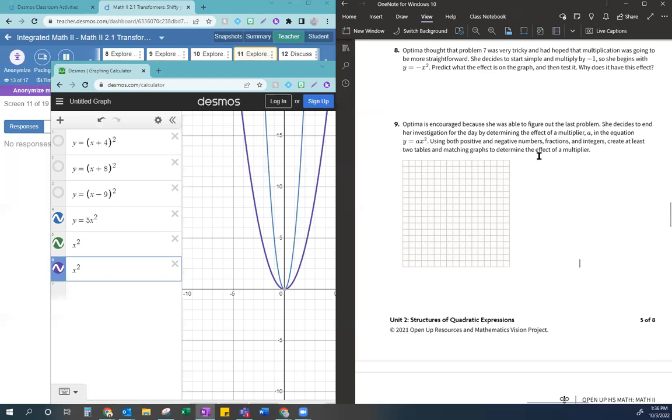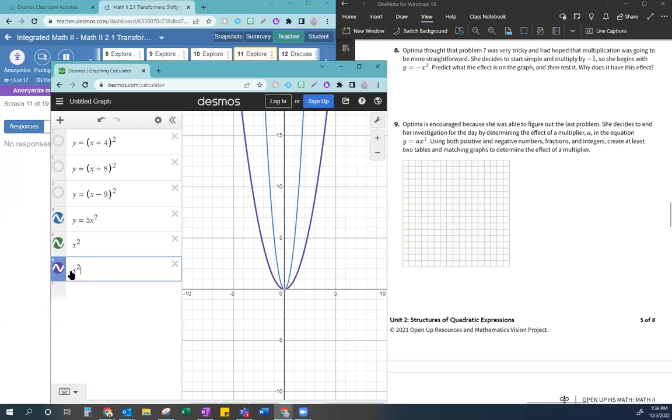So, oh wait, it said use both positive and negative numbers. You guys did that. Oh wait, we didn't try fractions. Shoot, give me a fraction quick. Or 1/2. Oh, that made him fatter. Wait, let's make him a little bit bigger so you guys, oh. So what made the fraction not skinny? What made the fraction skinny? Okay.